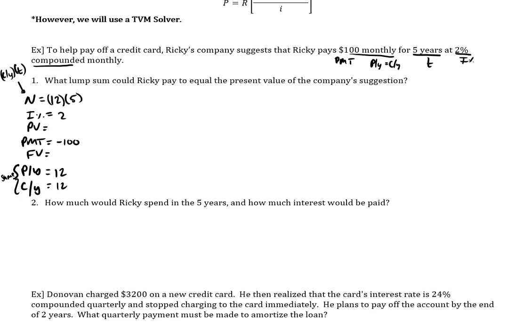And then it's asking what lump sum could Ricky pay to equal the present value of the company's suggestion. Okay, so it's asking for the present value.